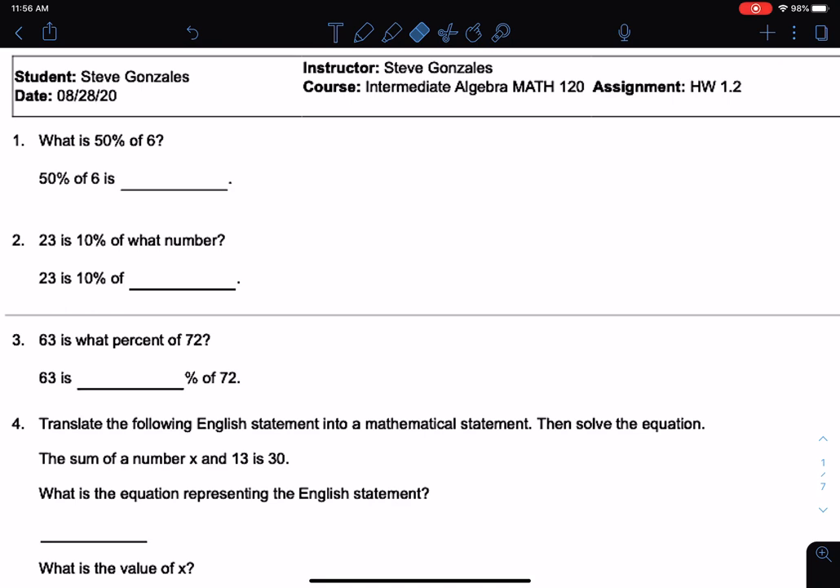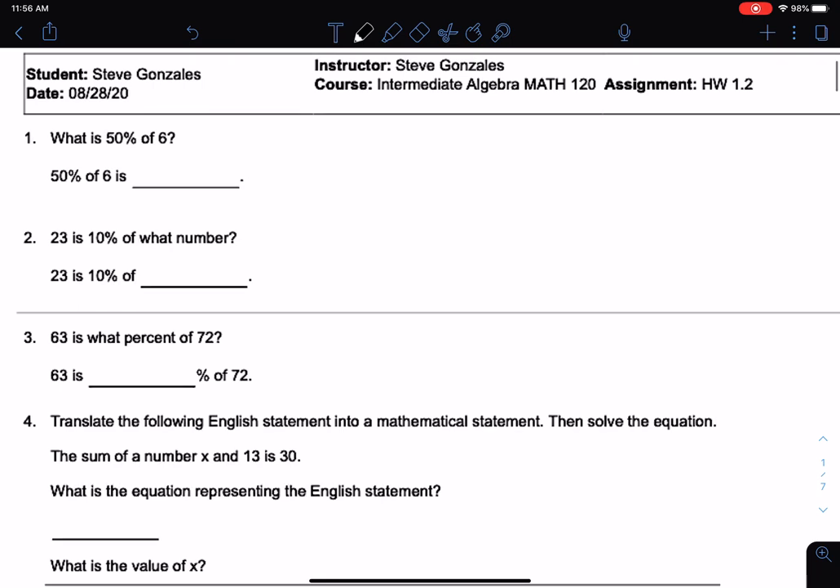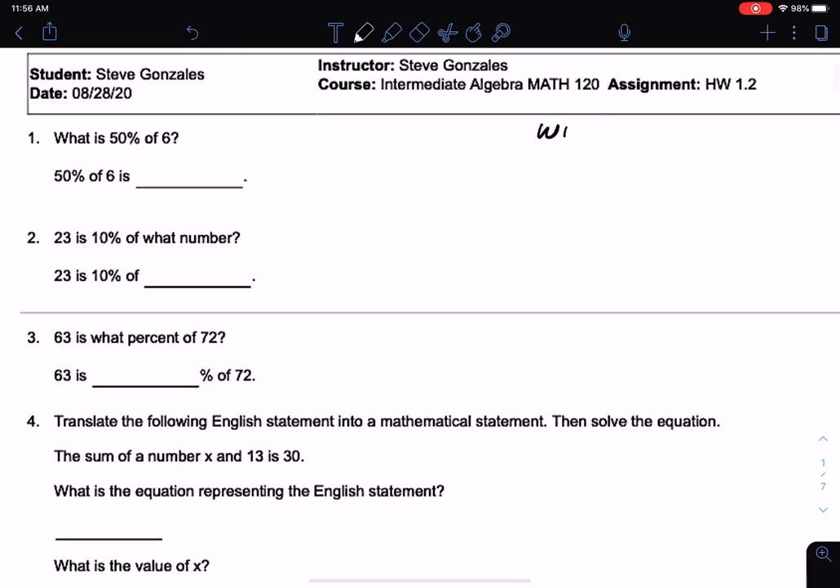So let me go ahead and first just write this again, and let me start over here. This says, what is 50% of 6? Now, if you know about percents, 50% of 6 is just half of 6, and the answer is going to be just 3. So that really is the fastest way to do it.